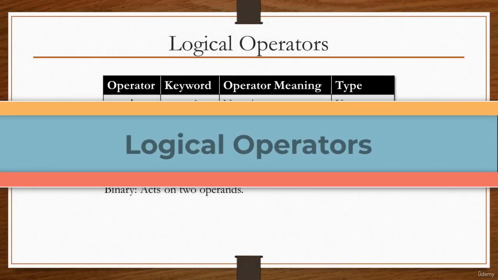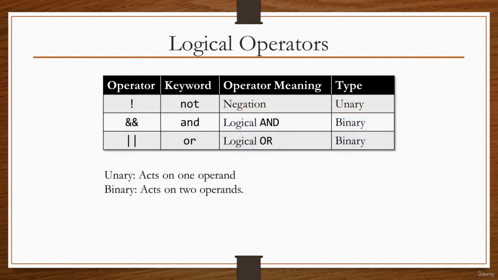Okay, next I'd like to introduce the logical operators. You can see to the left here, you have an operator and a keyword. So we mainly use operator syntax in C++. You can see you have the exclamation for not, and that is negation, and it's a unary operator. In other words, it acts on one operand.